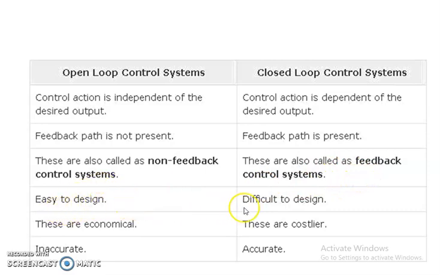Open loop systems are easy to design and closed loop systems are difficult to design. Open loop systems are economical, closed loop systems are costlier. Open loop systems are inaccurate, closed loop systems are accurate.